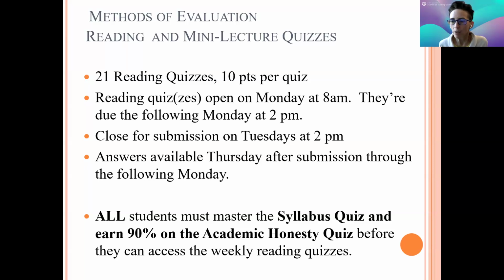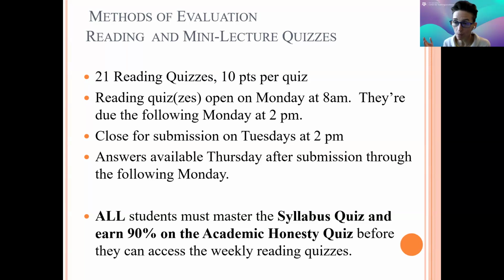In order to access the reading quizzes and anything else in the course past this first week, you will need to earn a 90% on the academic honesty quiz and 100% on the syllabus quiz. This is so that I know that you know what's in the course, and that I know that you know the standards that you're held to in terms of the honor code. So I would make sure that you plan on doing those quizzes this week so that you can move on in the course next week.